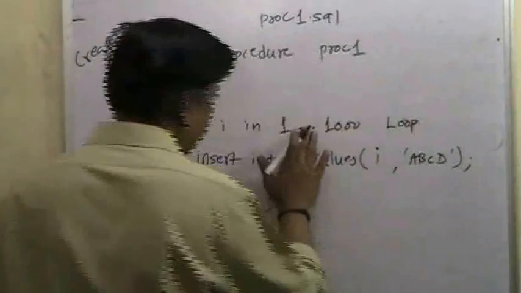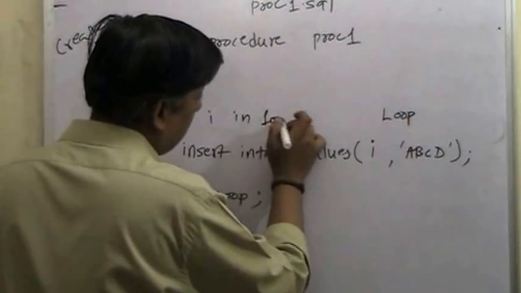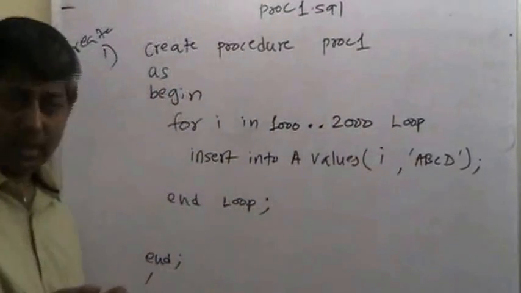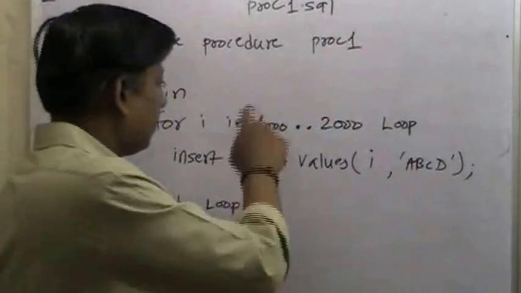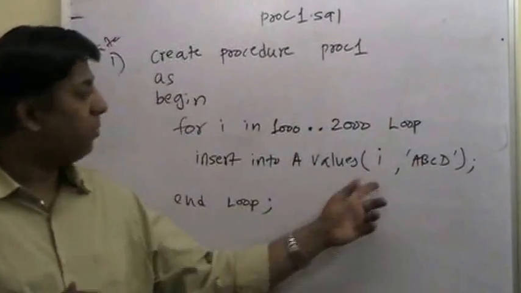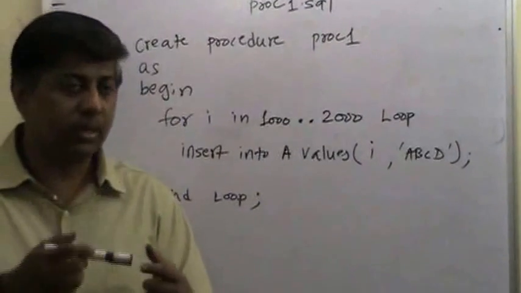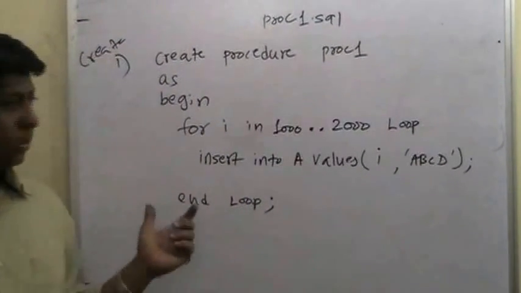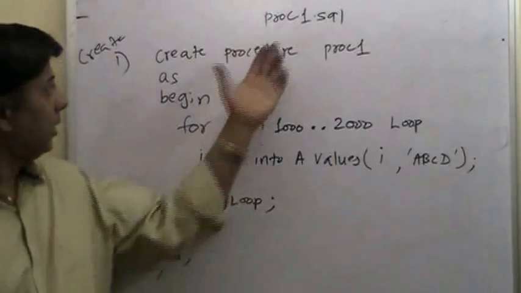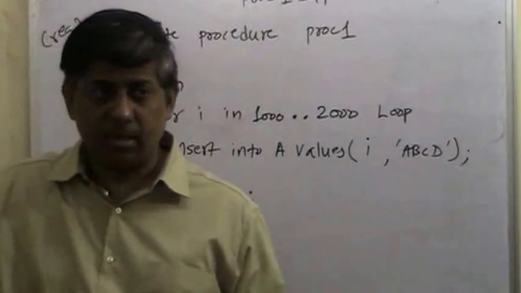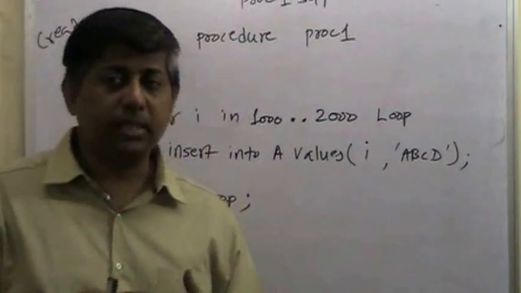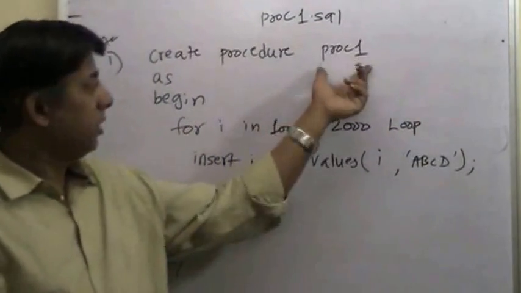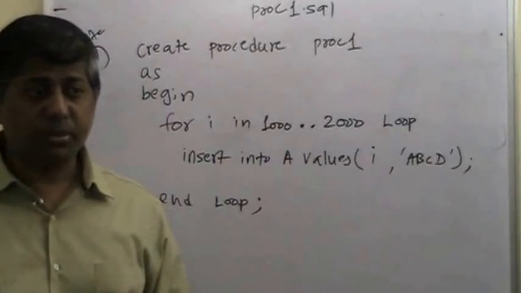If I say 1000 dot dot 2000, it means it will execute 1000 times again. Actually I should say 1001, and the value of I will change from 1001 to 1002 to 1003 to 1004 and so on. So this is what a loop is, and again you compile this by typing @ and the name of the file, and then execute it by typing exec and the actual name of the procedure, proc1. So this is what a procedure is.